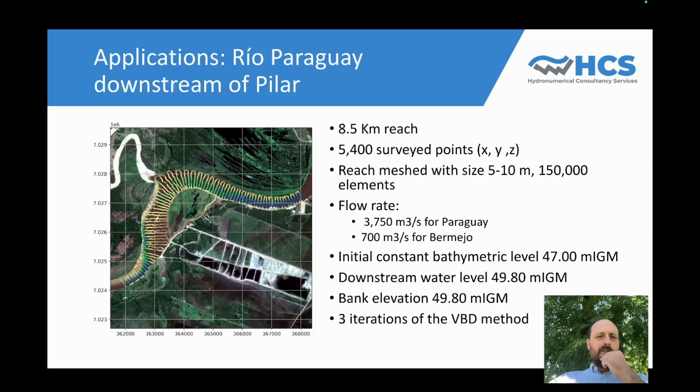Another place in which we applied this method is in the Paraguay River downstream of Pilar. This is a different reach, 8 kilometers, 5 thousand surveyed points. In this case, since we wanted more detail, we meshed with a finer mesh, 5 to 10 meters. We had to apply flow rates both in the main river and in this tributary, which is the Bermejo. We started from a constant bathymetry and we applied water levels, both to the outlet boundary condition and to the banks. And we used 3 iterations on the method.